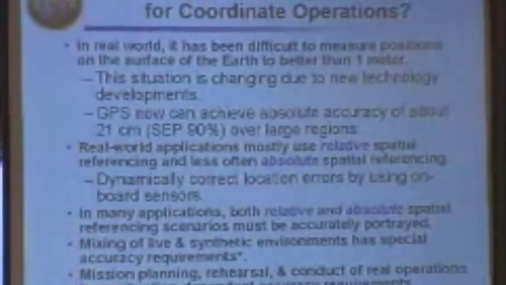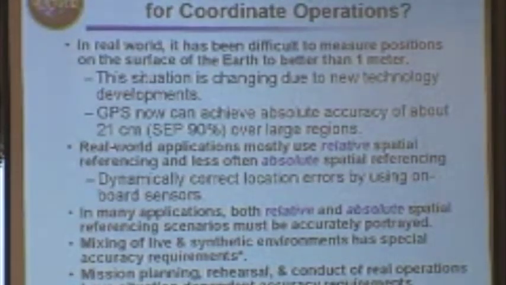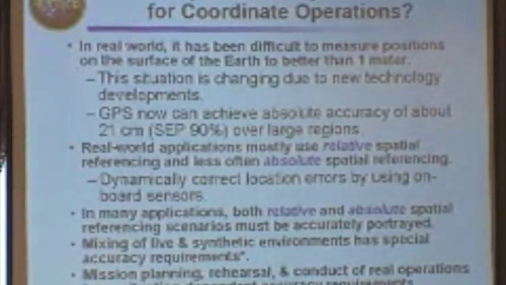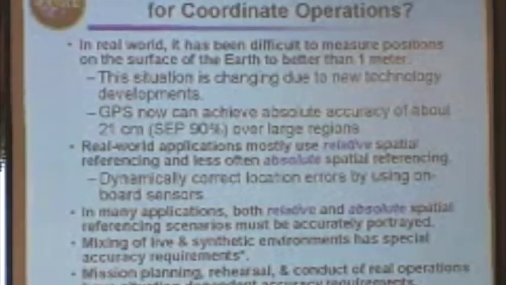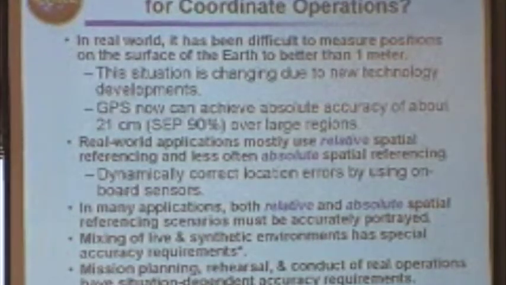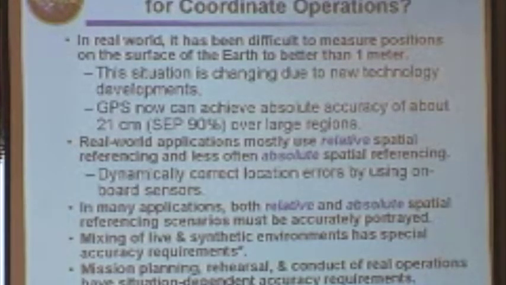Why is accuracy needed? In the real world, I mentioned it's been difficult to measure, and it's getting better. You've got to worry about absolute spatial referencing now. We have these new weapon systems like Predator that go against absolute coordinates. The Air Force is building blind bombers now. You say, hey, fly automatically out to this position and drop a bomb on these coordinates. You better get the coordinates right. There have been a lot of problems with coordinate systems in recent times. Dropping things in the wrong place gets embarrassing.